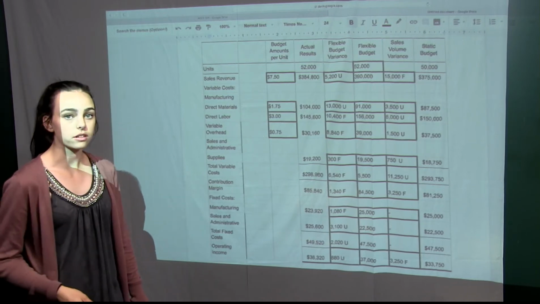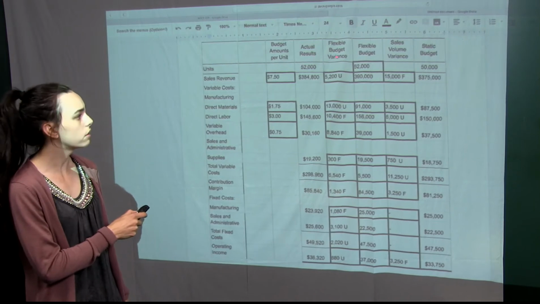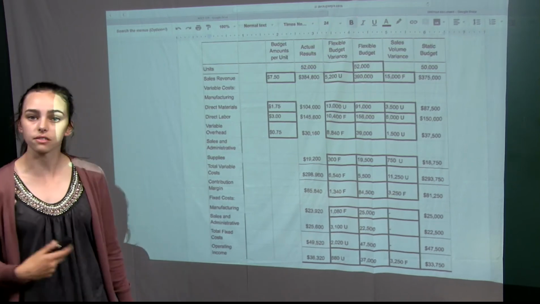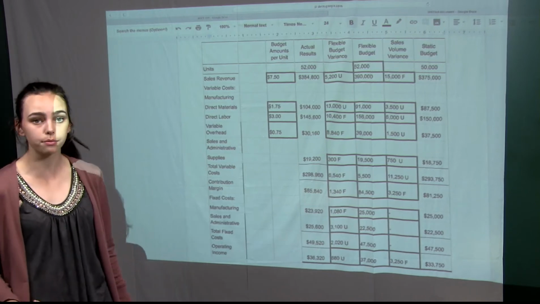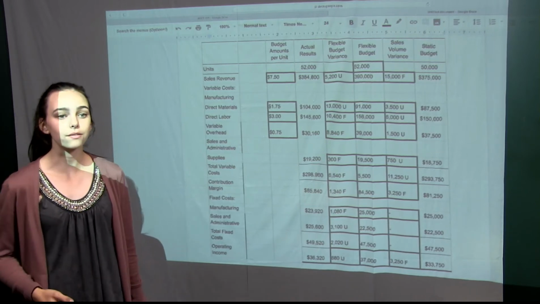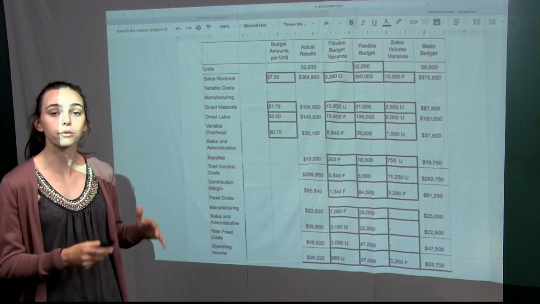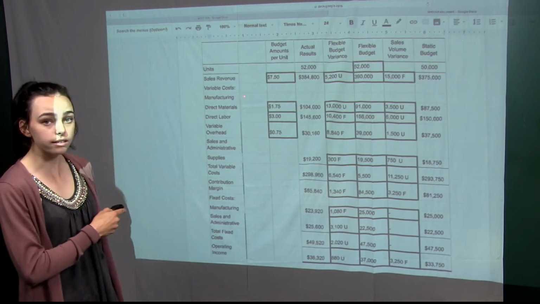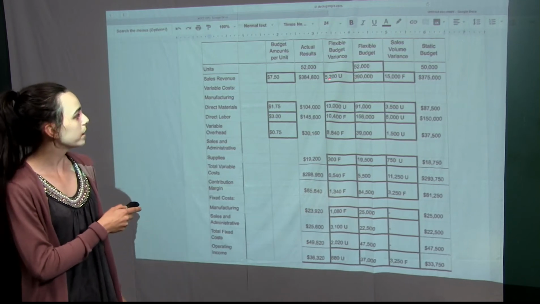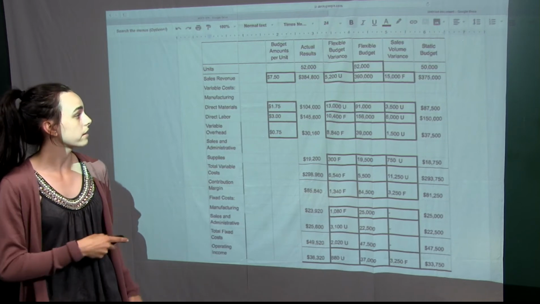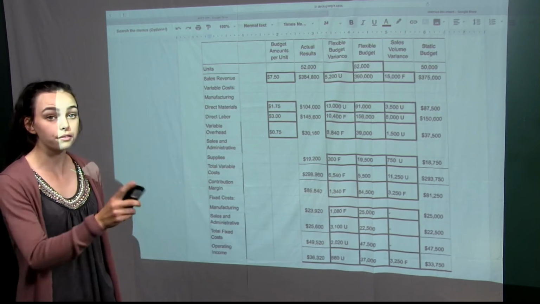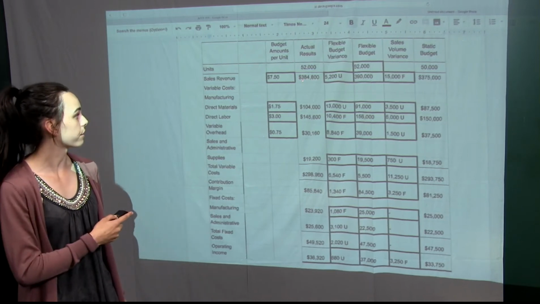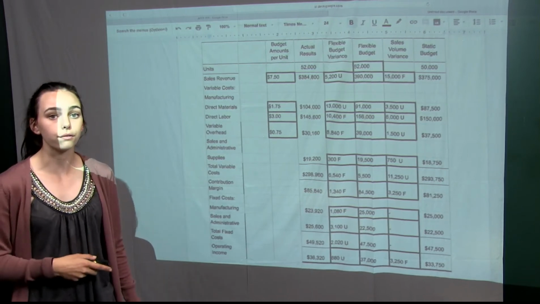After you fill out the flex budget column, you want to move on to either the flex budget variance column or the sales volume variance. It really doesn't matter which. So we're going to start with the flex budget variance column. The flex budget variance is based off the difference between the actual results and the flex budget results. So let's look at sales revenue, for instance. It's going to be a difference of $5,200. That's $390,000 from the flex budget minus the $384,800 from the actual results, and that's going to result in a difference of $5,200.